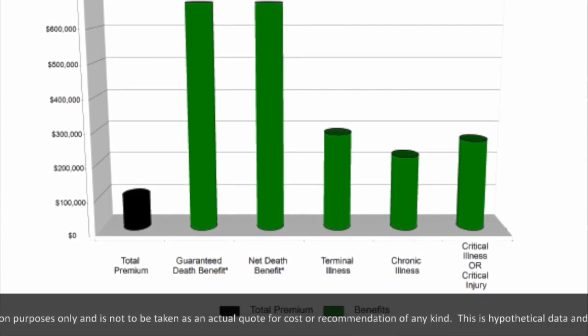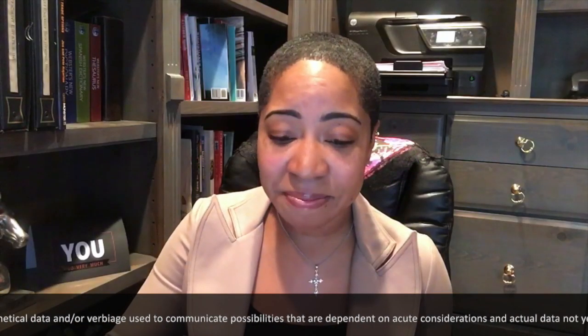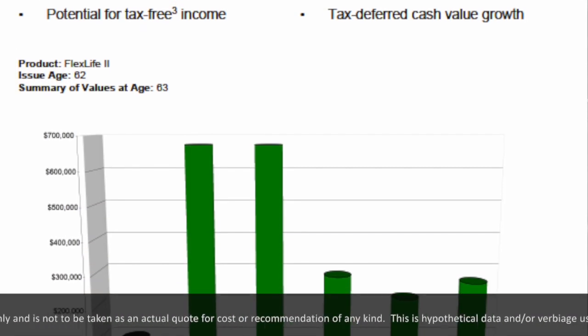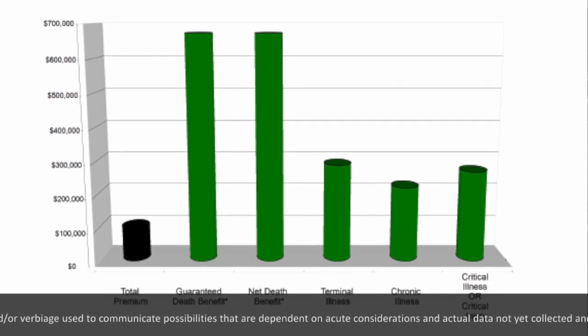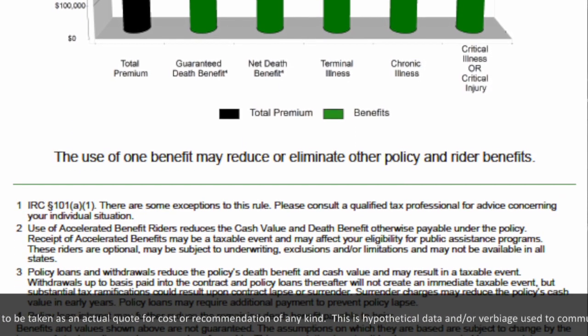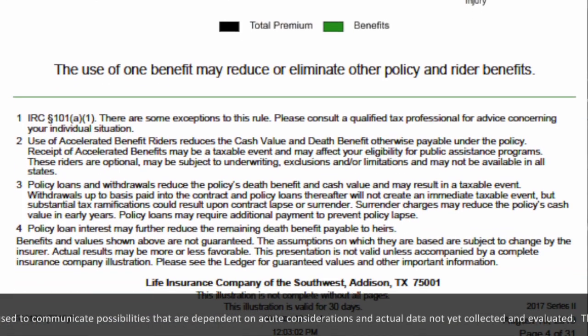Of course, I'm going to put on here for you the fine print, because if you look at guaranteed death benefit and net death benefit on the screen, it is referencing footnote number 4. So you can pause and you can read number 4 at your convenience, and then you can tune back in with me.